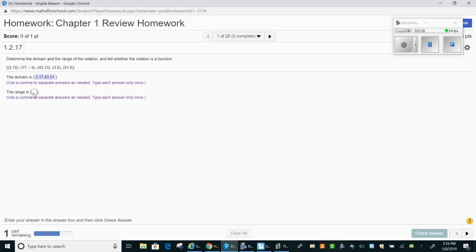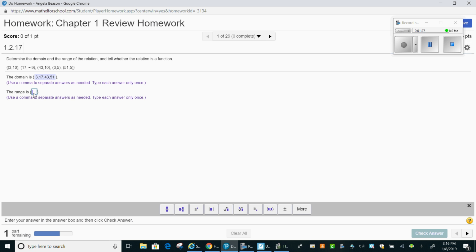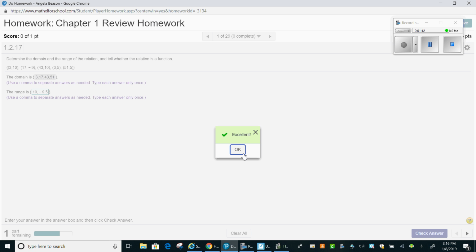The next thing they want to know is what is the range. The range will be your y values. Starting with this first point, my range is 10. It's also -9 is in the range. I've already listed 10. It's used again. And then 5. It's used 5 again, but I only have to list it one time. That would be the range.